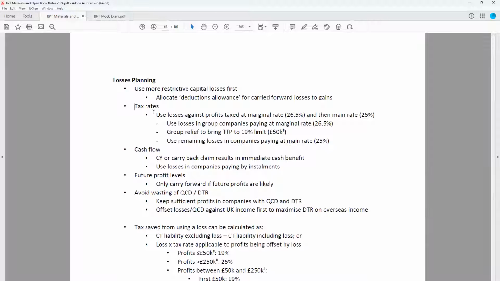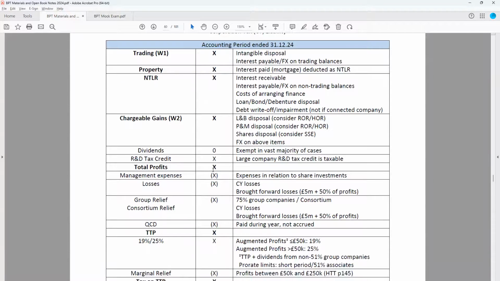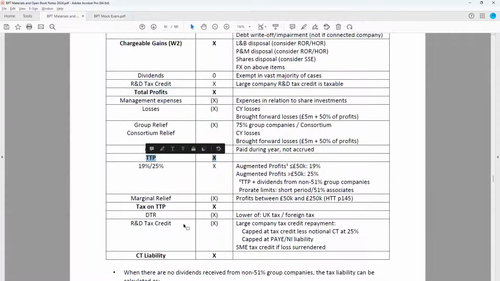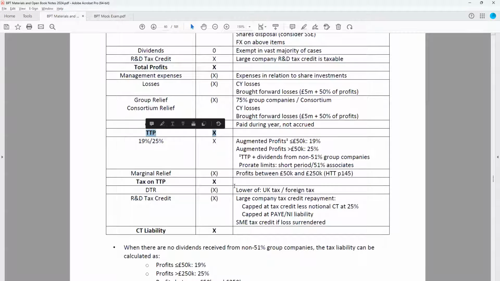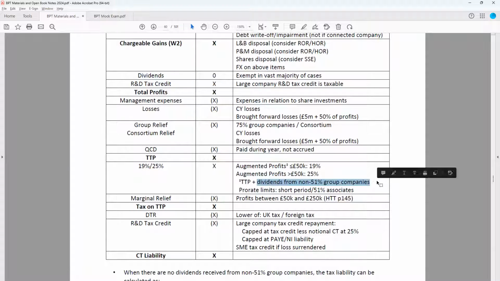It's definitely worth thinking about the tax rates that the companies pay at. So if we just have a brief reminder of how companies pay corporation tax, we've got the different types of income, we get to the total profits, then those profits are taxed depending on the level of the profits. So we use a concept called augmented profits, which is the total taxable profits plus the dividends received from non-51% group companies. Remember, dividends received by a company are exempt in almost all cases. So dividends themselves are exempt, but they are taken into account if they're from non-51% group companies when determining the rate of tax that the company pays at.